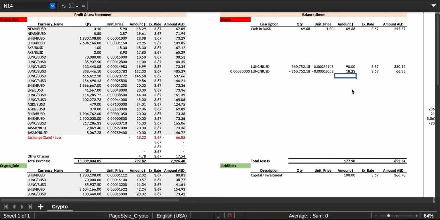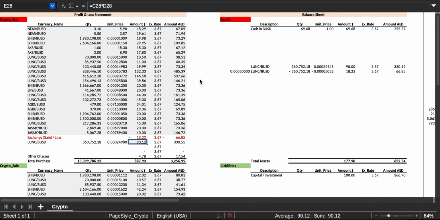Now I decided to sell this crypto. What will you do when you decide to sell? You will add one line here. LUNC, what is the unit quantity? 30752.18. At what price did you buy this currency? 0.002498. Okay, so you will copy this formula here.